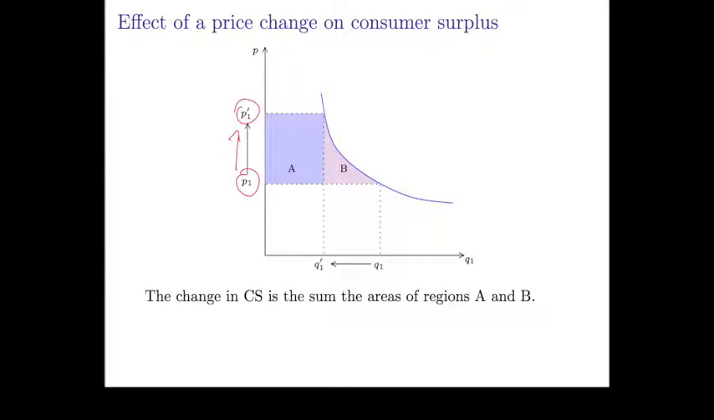Well, then if we look at this demand curve, at P1, the consumer demands Q1, but at P1 prime, because the price goes up, we're going to follow the demand curve and we're going to demand Q1 prime instead. So what's the change in the consumer surplus? Well, the consumer surplus is going to decrease, and it's going to decrease by the sum of these two areas, A and B.